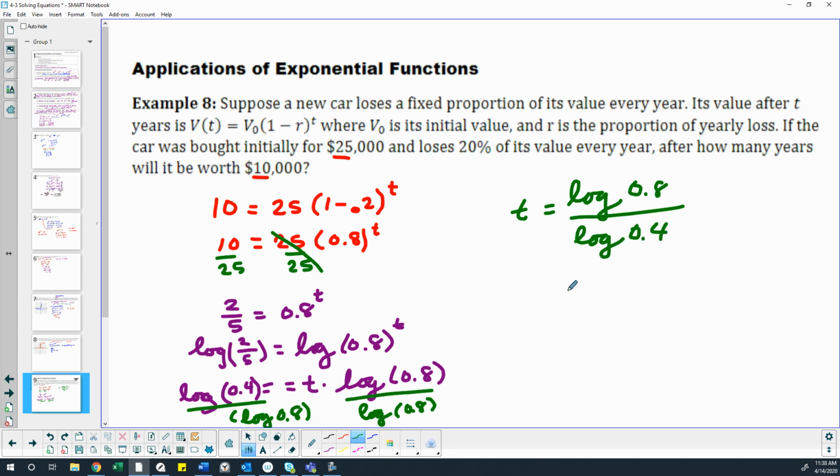Well, that's not a very good answer to this question, to say, hey, my car is going to be down to $10,000 in value after this much time: log 0.4 divided by log 0.8. Yeah, who says that? Nobody. So we're going to put that in a calculator and find out that t is approximately equal to 4.1 years.